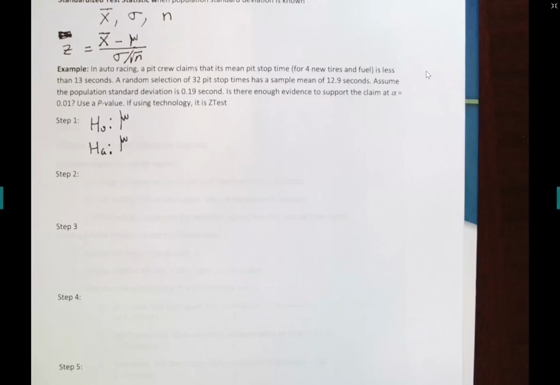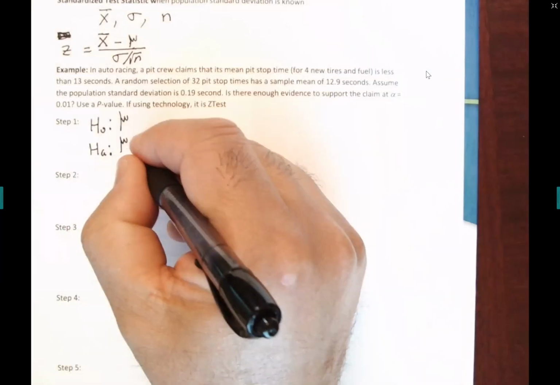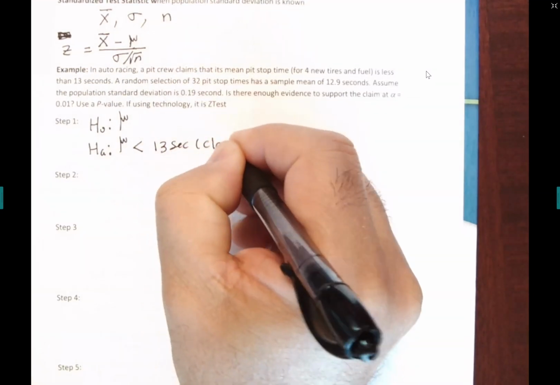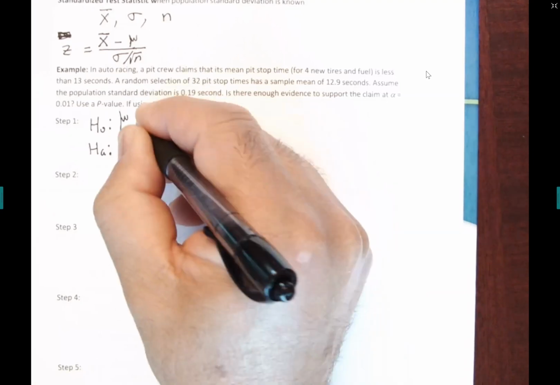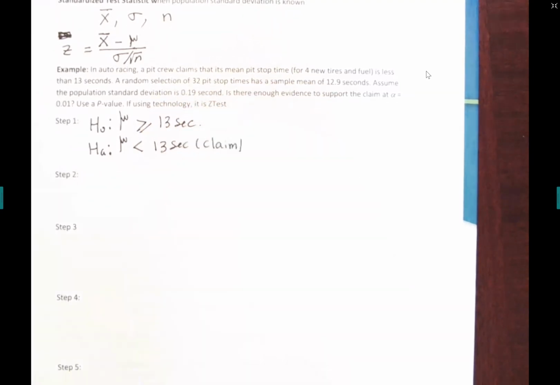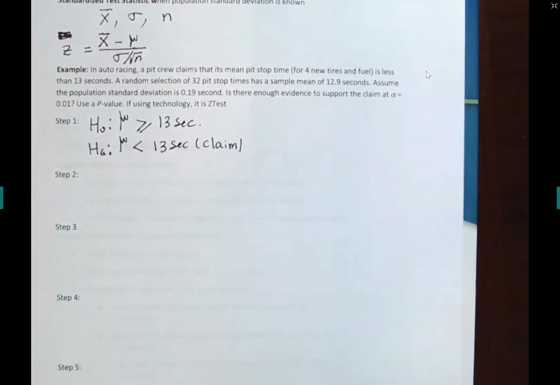They say it's less than 13 seconds, so I hope that you put 13 seconds in here. This is the claim. And the other will be greater than or equal to 13 seconds. Step number 1 is done.